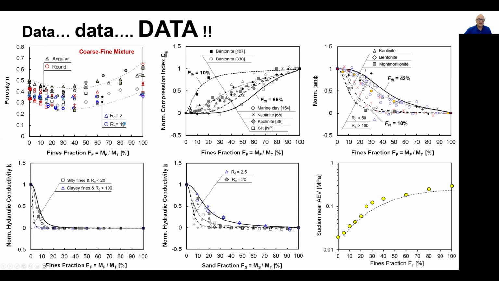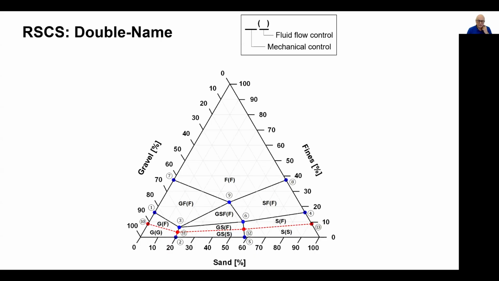As you can see in all these trends, these transitions are not happening at 50% for any of the parameters, in particular when clays are involved, and in particular for the hydraulic conductivity. So now that you have seen all these fundamental understandings of soil behavior that lie beneath the revised soil classification, let's go back to the revised soil classification and its operation.